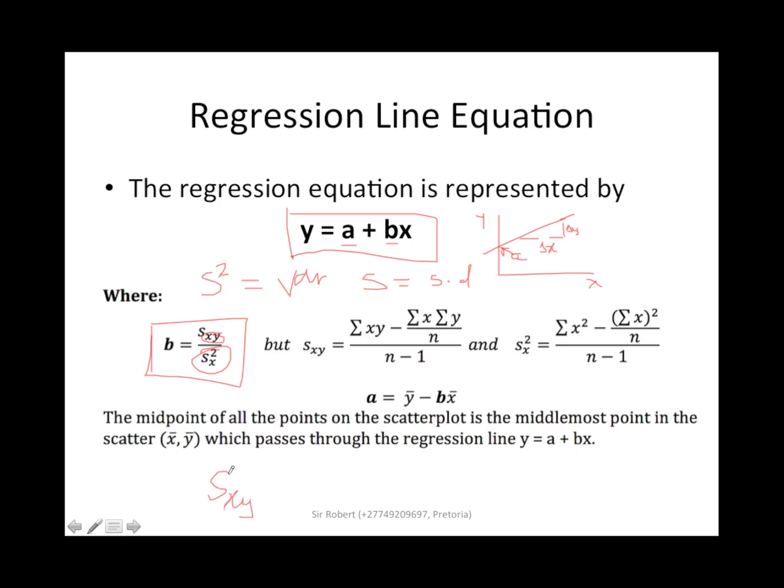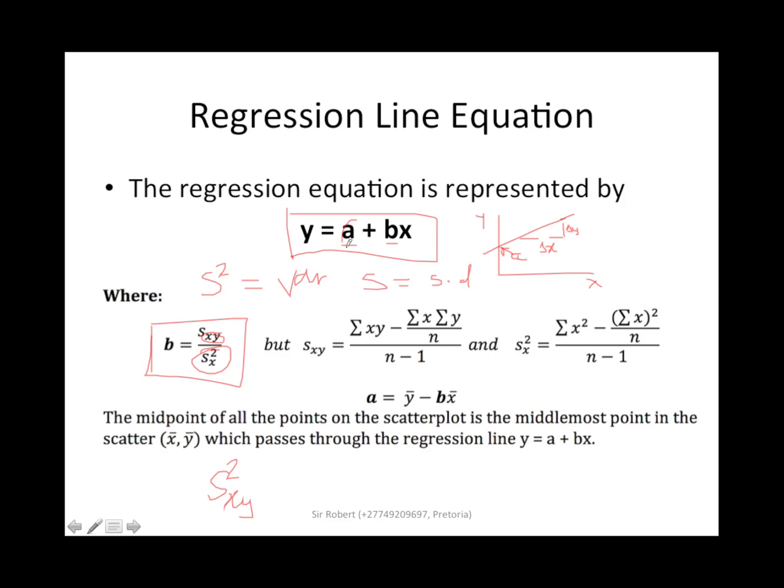So s squared xy is the covariance, but in this case we need the covariance of xy over the variance of x. We know that the covariance of xy is equal to this formula: summation of xy minus the summation of x times summation of y over n, all over n minus 1. Then the variance of x is equal to summation of x squared minus, in brackets, summation of x, squared, over n, all over n minus 1.